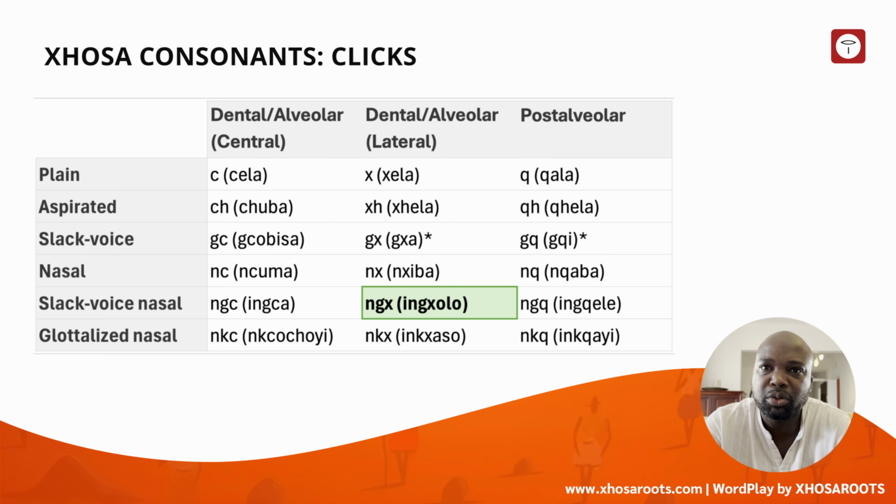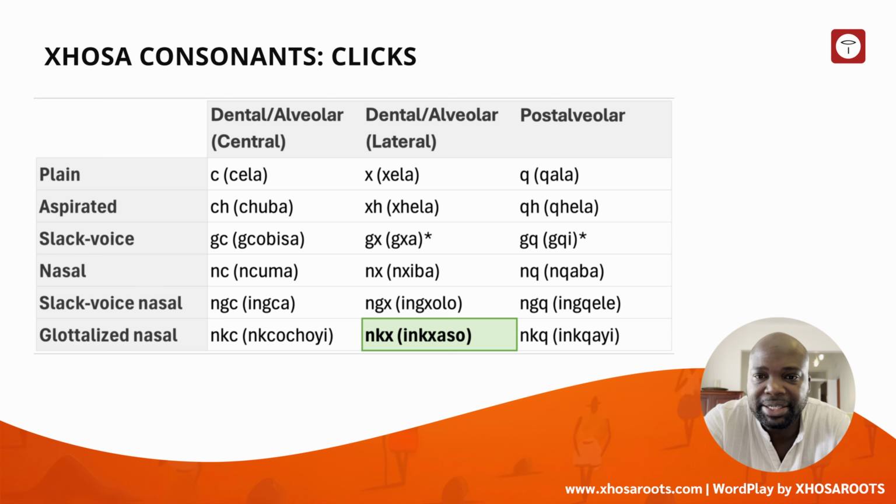It almost has a bass to it. An example is incl, which is noise. Ngolo, a noise. An instructive verb version of it would be ngola, which would mean make a noise. Then we have the glottalized nasal, lastly, for this group of clicks, of which incaso is an example. Incaso being support. Ukuxhasa is to support.